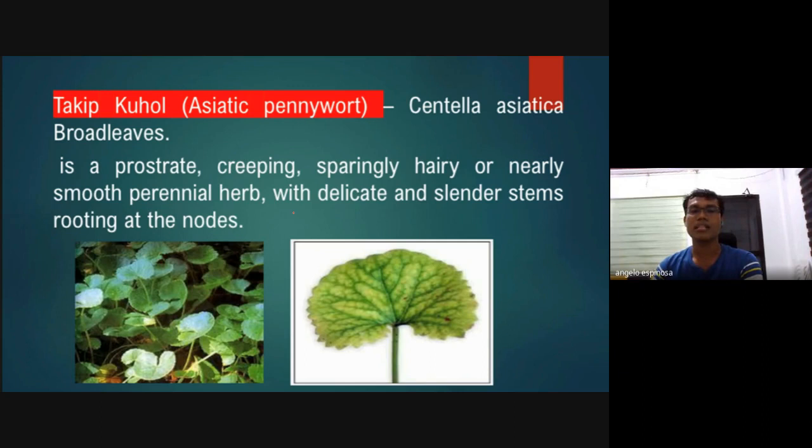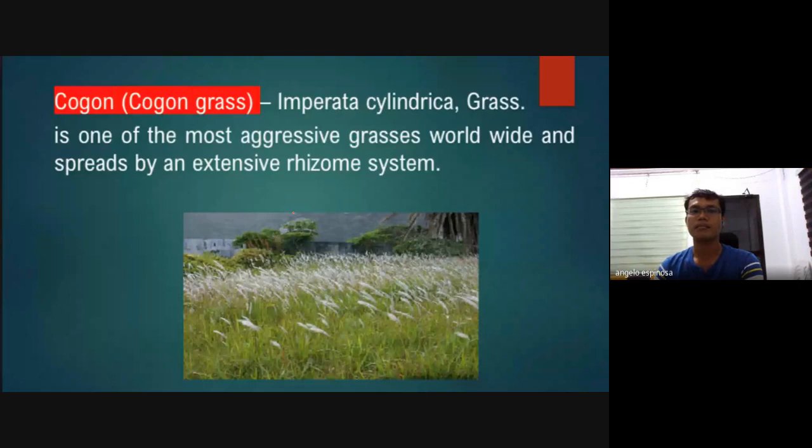Okay? And we have the cogon or cogon grass. Okay? So Imperata cylindrica. It is a grass. So lumabas ito sa board exam: what is the scientific name daw ng cogon? And that is Imperata cylindrica. It is one of the most aggressive grasses worldwide and spreads by an extensive rhizome system. Ano yung kanyang reproductive? It is rhizome system, no? It is also aggressive na grass among other grasses, kasi mabilis siyang dumami. So that is cogon grass.